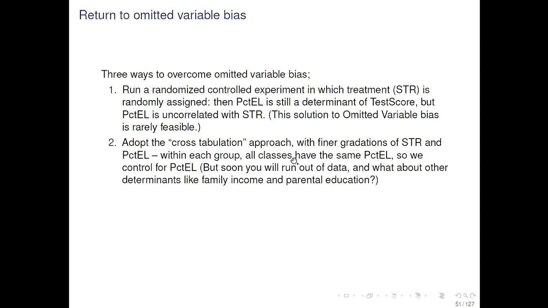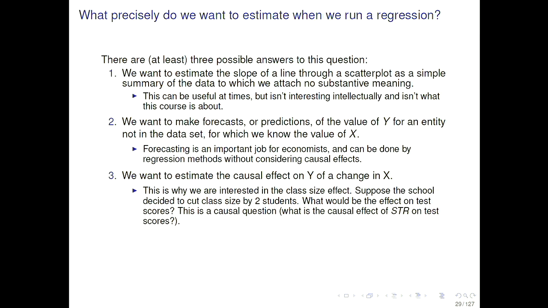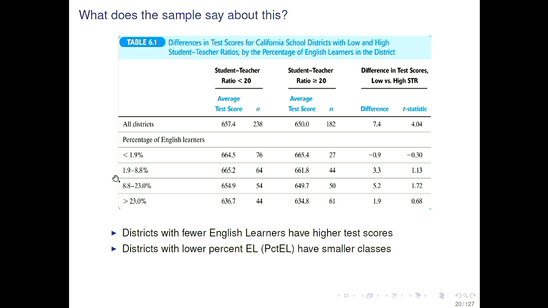And the second one, we already discussed the second solution. This solution is called the cross-tabulation approach. For this approach, we categorize the sample across different levels of the percentage of English learners, and then for each group, we measure the effect of class size on the test score. Then the problem is, basically, this second approach can be done only approximately, as before. So let's go back to the previous table. What we did in this table is basically to implement the second approach in an approximate way.